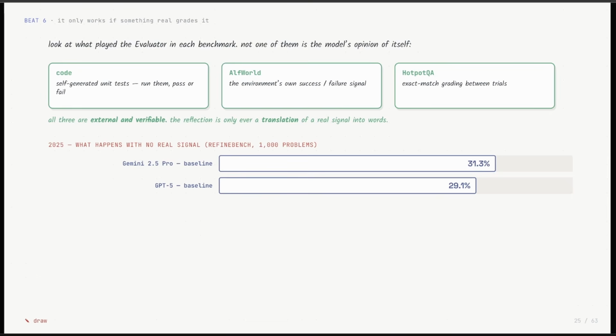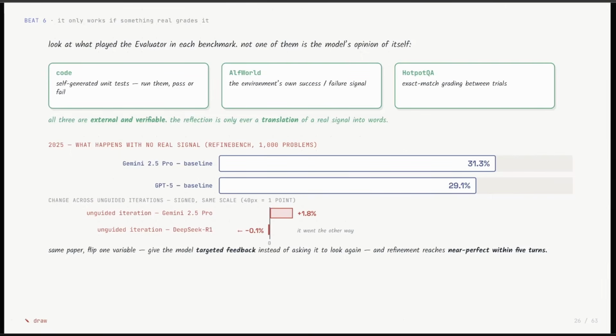Let's say here you have Refine-Bench, which I believe was a paper, and you have 1,000 problems. Frontier models here would score modestly to begin with. You have Gemini 2.5, and you also have GPT scoring the following scores. On the other hand, if you let them iterate on their own, unguided, Gemini gains 1.8% across the iterations. DeepSeek-R1 goes down by 0.1%. Now that is the cost of a reflection loop with no real grader. You pay for every extra turn, and you get noise, actually. You might actually lose performance.